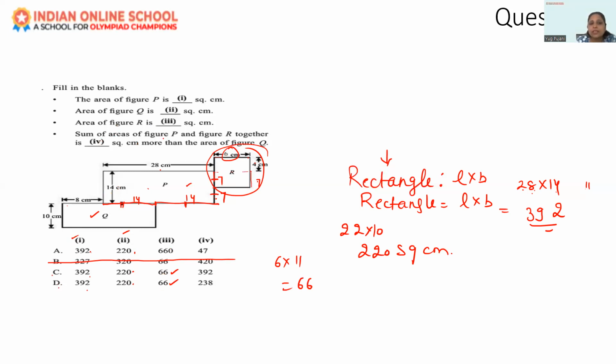Next is the sum of the areas of figure P and figure R. What is the area of figure P? P is 392, right? And R is 66. I will add them: 6 and 2 is 8, 9 and 6 is 15, so this is 458. I have to compare with the area of figure Q, which is 220. So I will subtract 220 from it: 458 minus 220 is 238. So option D will be my answer.